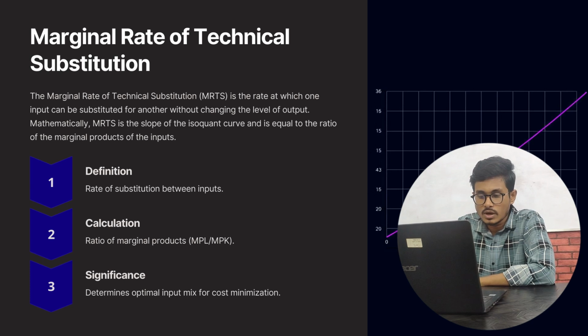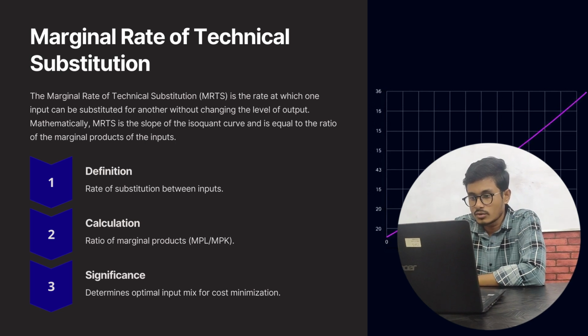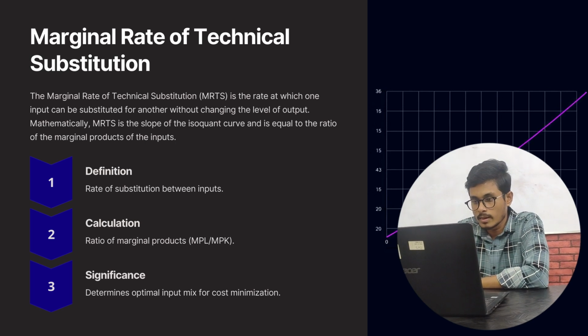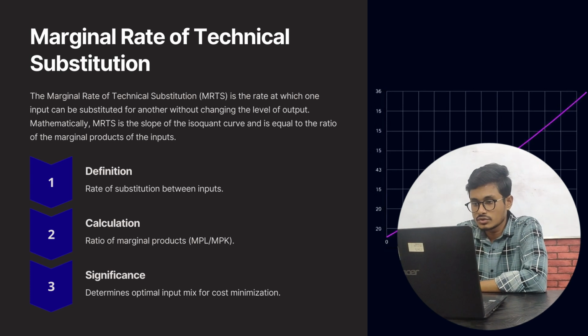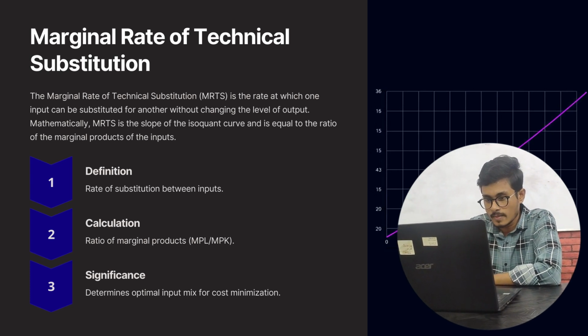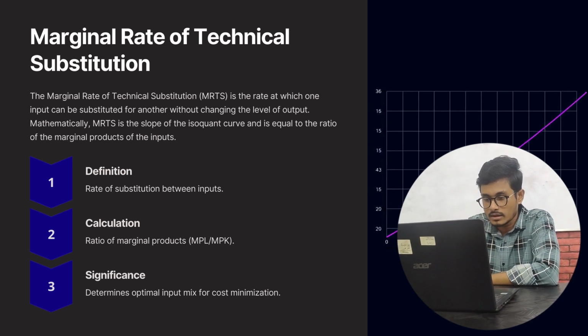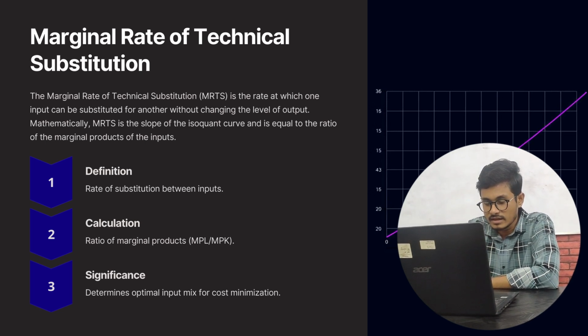And now we move to our third topic, and that is the marginal rate of technical substitution. The definition of the marginal rate of technical substitution is the rate at which one input can be substituted for another without changing the level of output. Mathematically, MRTS is the slope of the iso-quant curve and is equal to the ratio of the marginal products of inputs. The definition mainly reflects the rate of substitution between inputs. The calculation for MRTS is MPL divided by MPK. And the significance of MRTS is that it determines the optimal input mix for cost minimization.